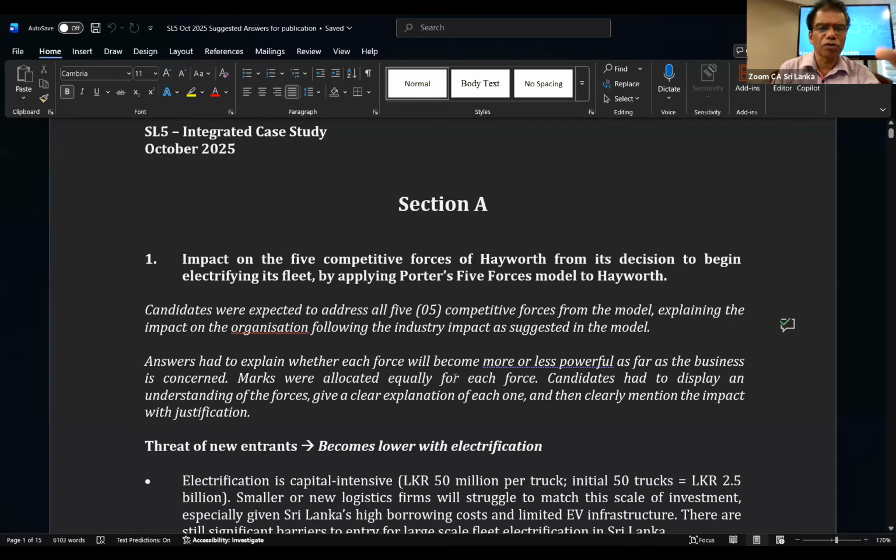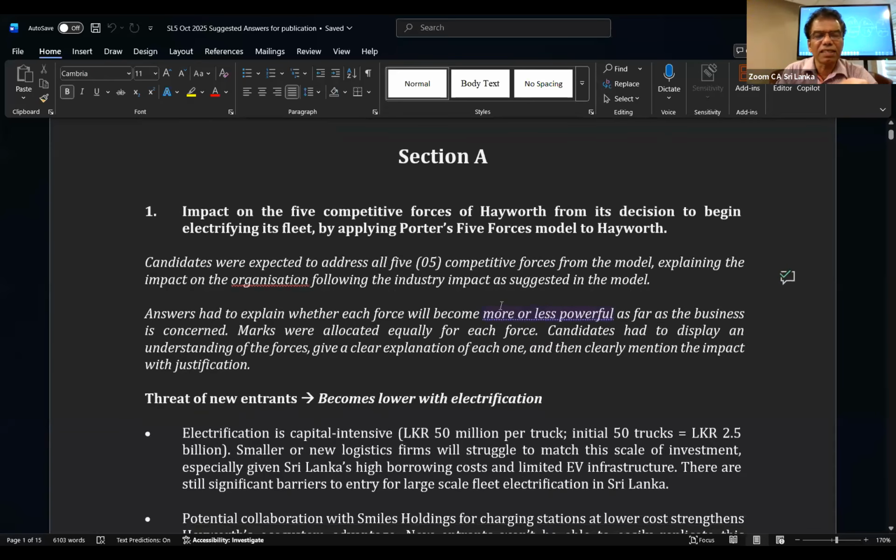So you can see that I just went through the answers of October 2025, and you can see the examiner has not given any marks for the executive summary or report writing or anything. They gave marks for the content of your report, right? So comprehensive answers are given for your requirement.